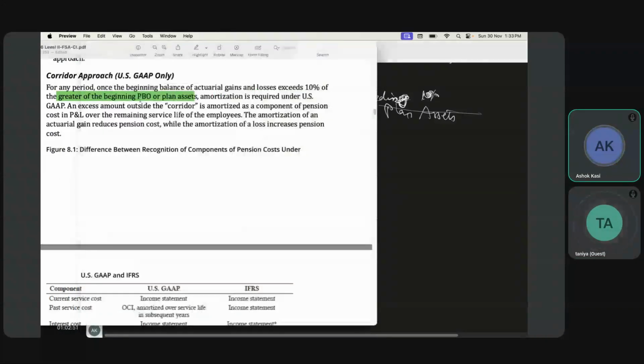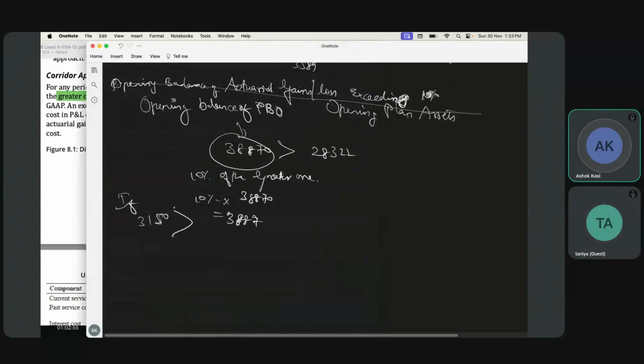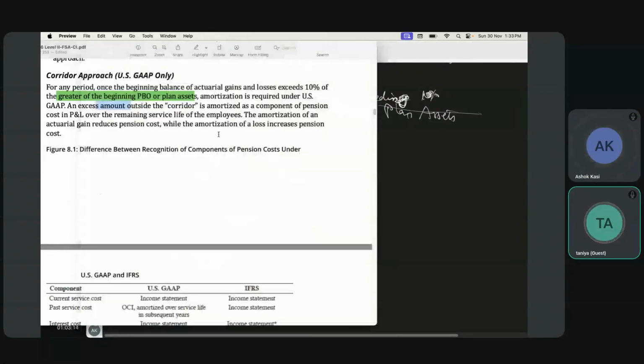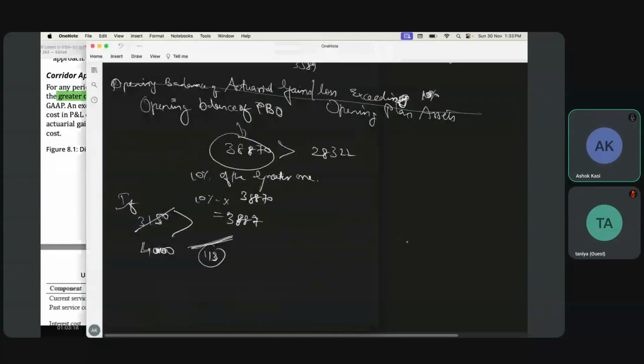Now you see, if it is greater, there is an excess amount. So what is that excess amount? Instead of 3150, assume it is 4,000. Then what is the excess amount? Calculate. 113. Okay, this is the excess amount. This is just an assumption, 4,000 we are taking. An excess amount outside the corridor. Outside the corridor means outside this 10 percent.